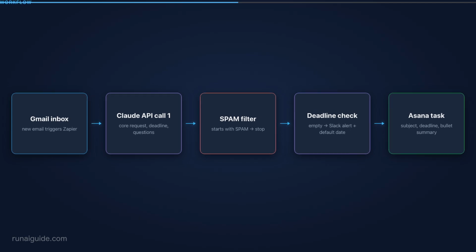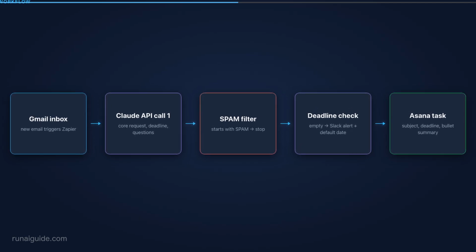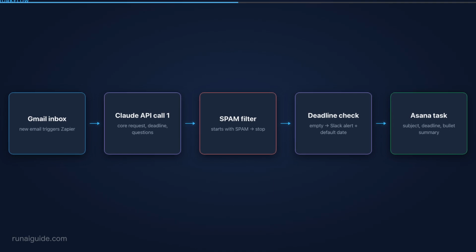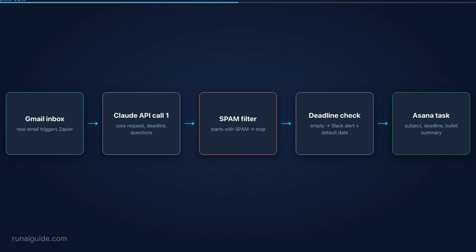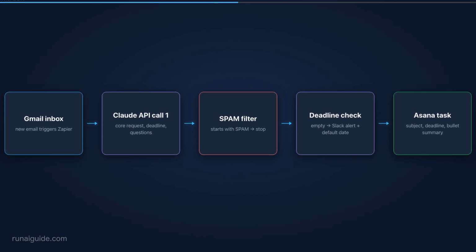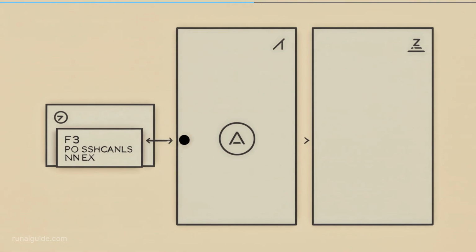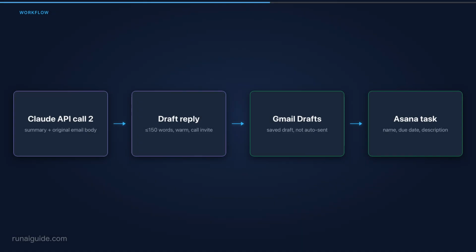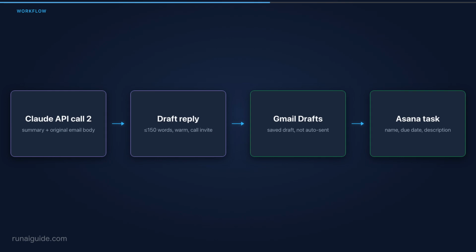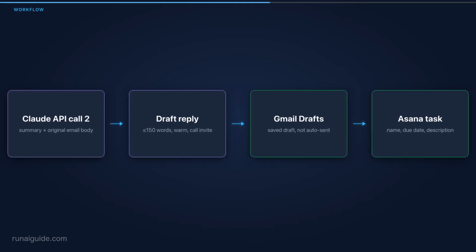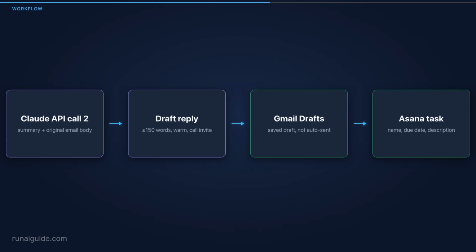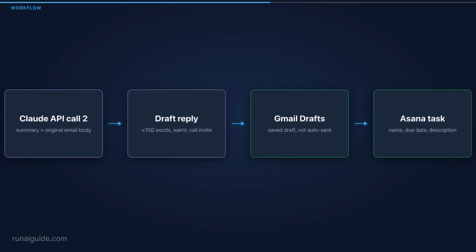If it continues, Zapier checks whether the deadline field is empty. If it is, a Slack alert fires and the task gets a default due date of the next business day. That conditional alone prevents an entire category of broken tasks. Then a second Claude call fires. It takes the structured summary from the first call plus the original email body and drafts a short reply. Under 150 words, warm but professional, no pricing discussion, with a call invitation.